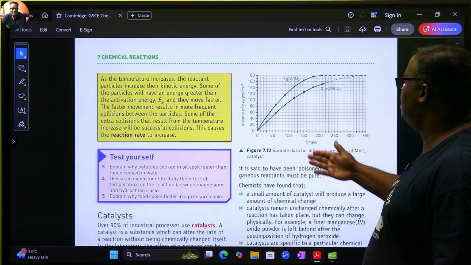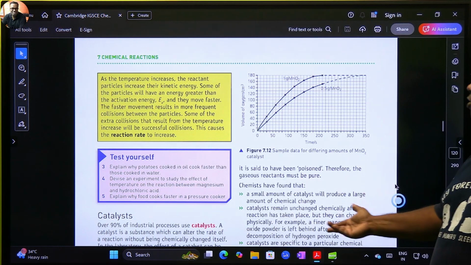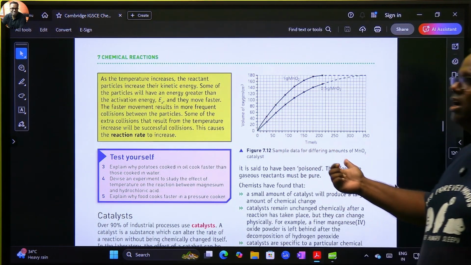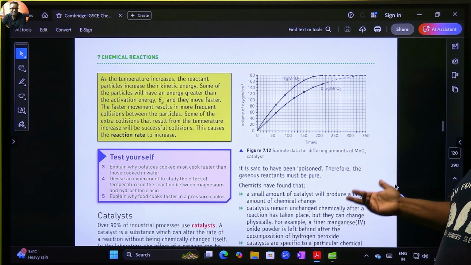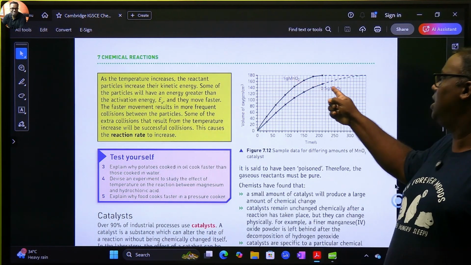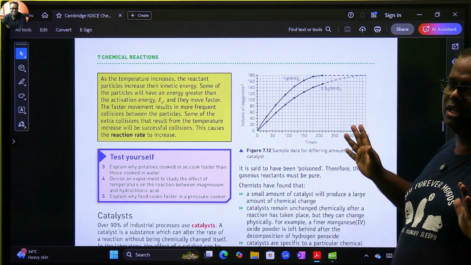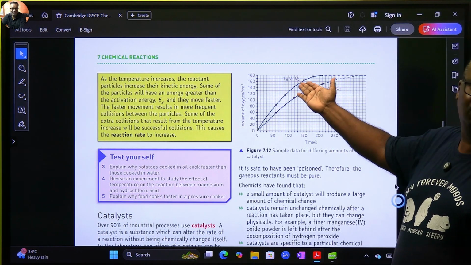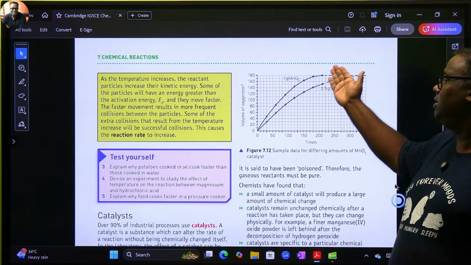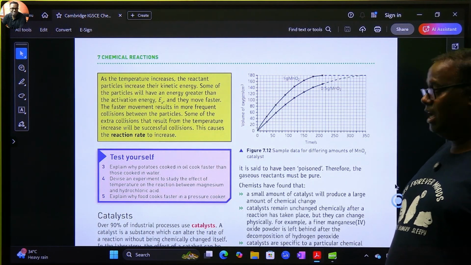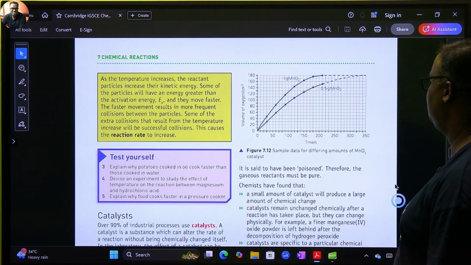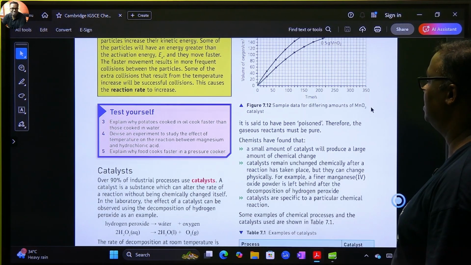The first graph shows the rate of the reaction: volume of oxygen produced against time. The steeper the slope, the faster the reaction. This is 1 gram of MnO2 and 0.5 gram. What they're trying to show here is that if you increase the quantity of MnO2, the reaction rate automatically increases. Understood now? Anyone who has a doubt at any section, please do not hesitate.